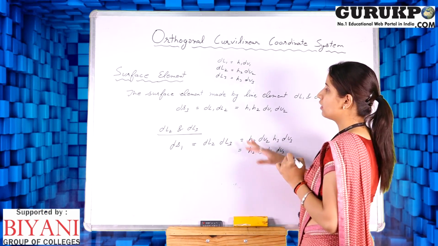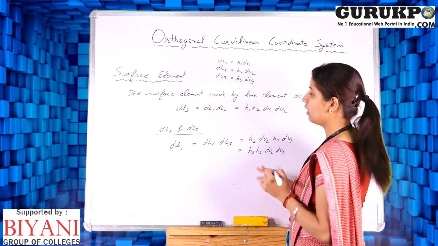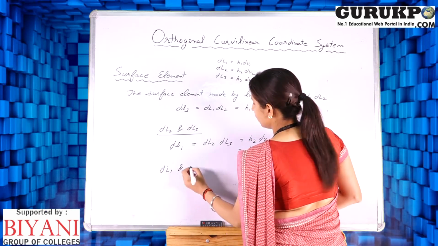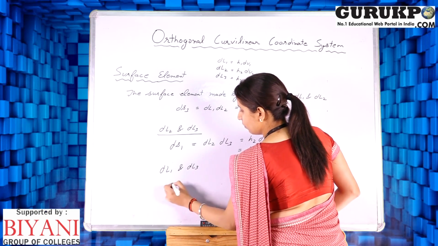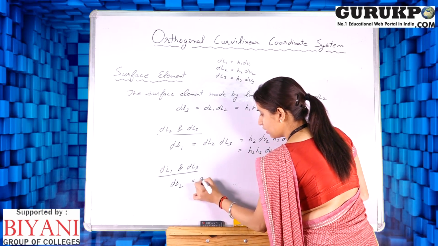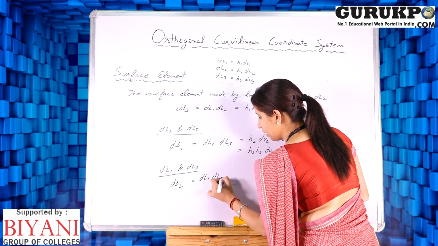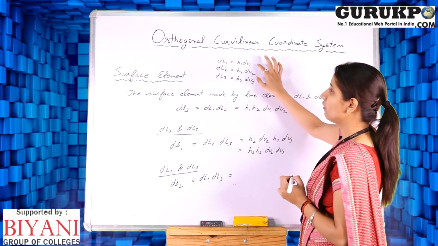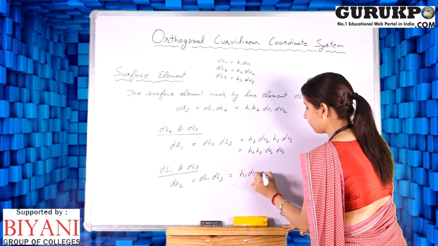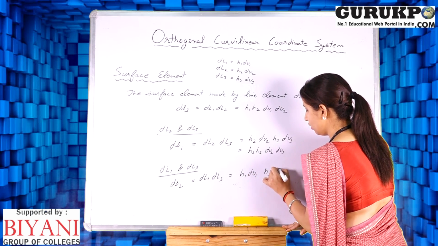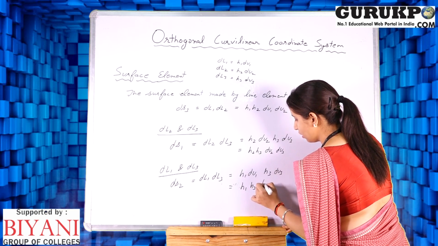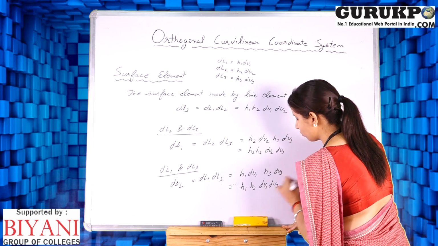Okay. Similarly, the surface element made by the line elements dl1 and dl3 will be ds2. So it will be dl1 multiplied by dl3, and by putting the values you will get h1 du1, h3 du3, and you can write h1 h3 du1 du3.